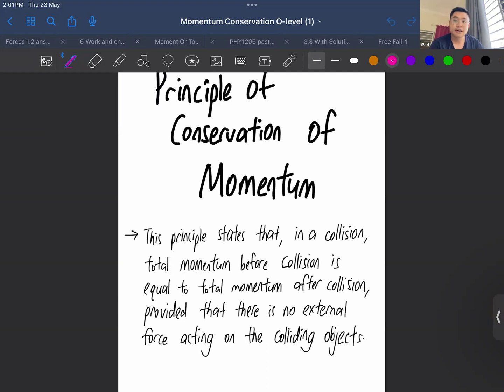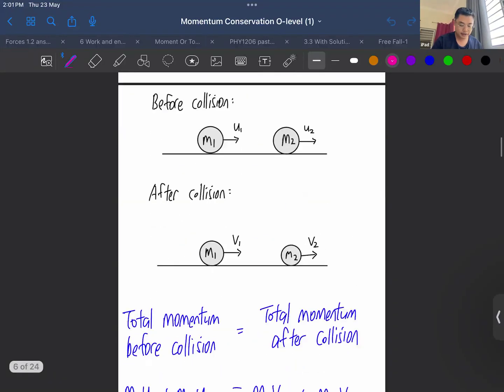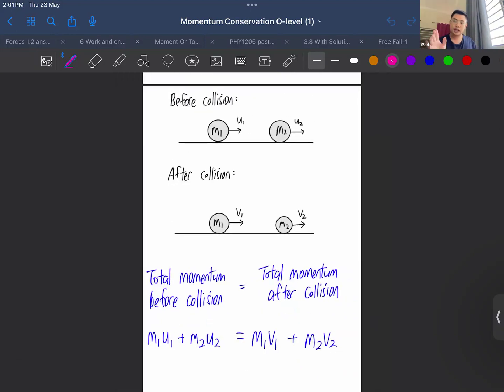Yes. Okay, so now, just a very quick recap. Yesterday we talked about the principle of conservation of momentum. That means I don't really care what happens, as long as there's no external force from the outside, your momentum will always be conserved. Are you okay?